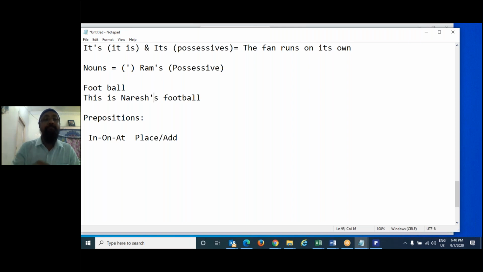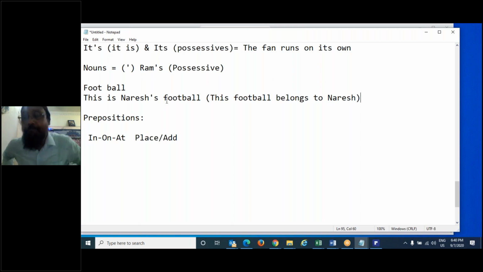That means a single apostrophe. That's when I say this ball belongs to Naresh. So here single quote S, in other words, refers to this football, or you can say one word as well. Football belongs to Naresh. The meaning is the usage of the single quote. If I'm not using "belongs," then I can say this is Naresh's football. Is it clear, Naresh? Naresh, are you clear with this? Yeah, thank you very much.